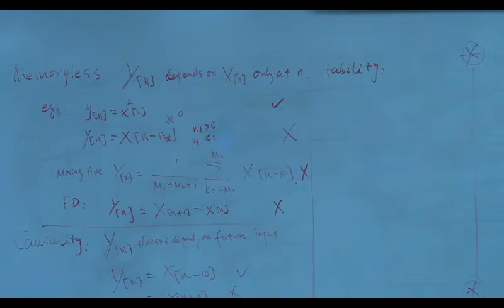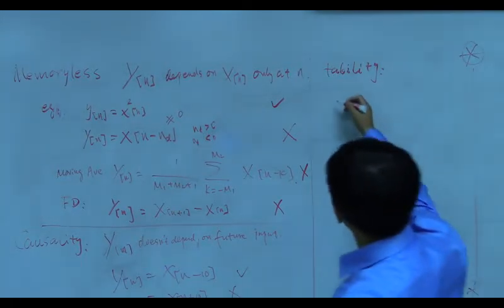Logarithmic. The output equals the log of the input. For example, if your input equals zero, then your log equals negative infinity, so that is out of bound. So logarithmic is not a stable system. Any others? You can think about it. This is stable. Next one is linear.